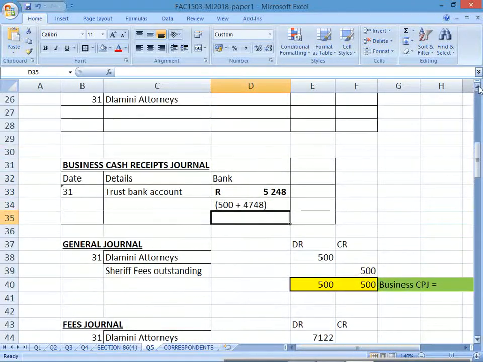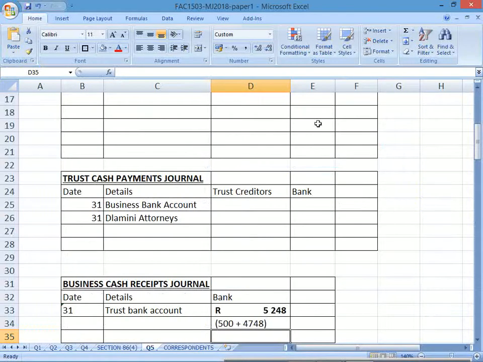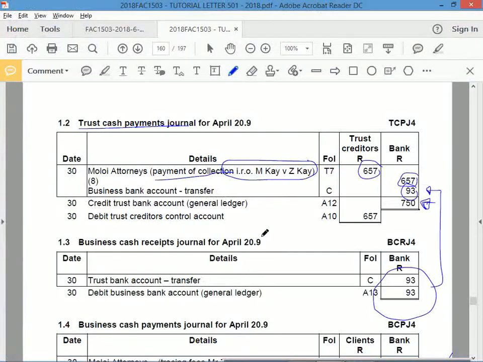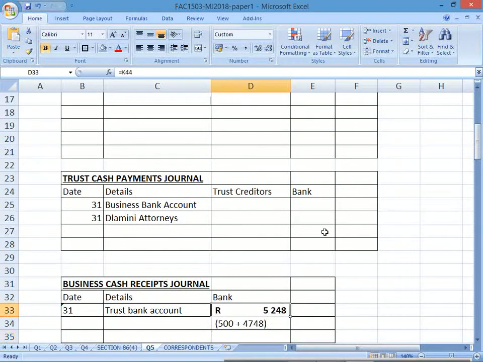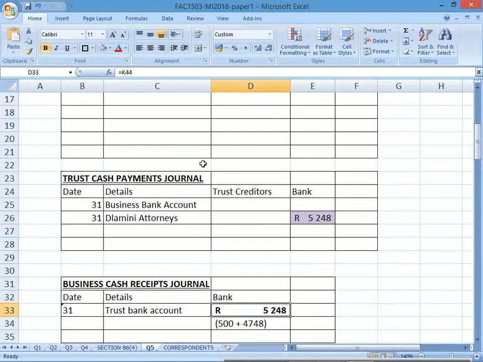Right, so once we've got that figure, then we can go back and get a few other amounts. Now I can complete that. I've got the 93. The amount that we've got in this question is going to be the business bank account transfer in the trust cash payments journal. So let's go up. Trust cash payments journal. We're going to put the 93, which is this figure. That's going to go there. Same figure. This amount needs to be referenced with that amount over there.